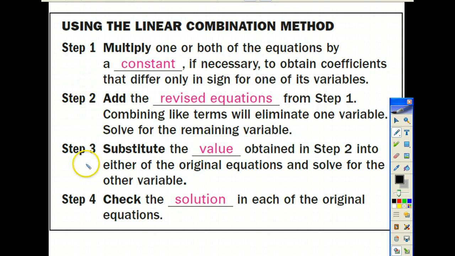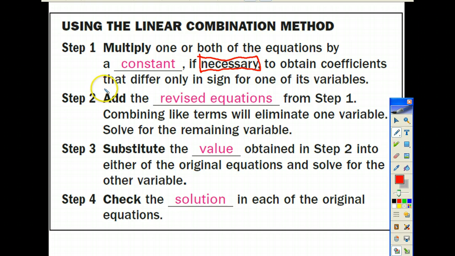So it's a four-step process when you use the linear combination method. First of all, you're going to multiply one or both of the equations by a constant if necessary. That's very important. You won't always have to do that, so I'm going to put a box around this. So only if that's necessary do you need to multiply. And you'll do that to obtain coefficients that differ only in sign for one of its variables. And remember, the coefficient, that's that number attached to the variable. If when you look at the equation you have opposite signs, opposite coefficients, there's no need to multiply, so you would just go ahead and move on to step 2.